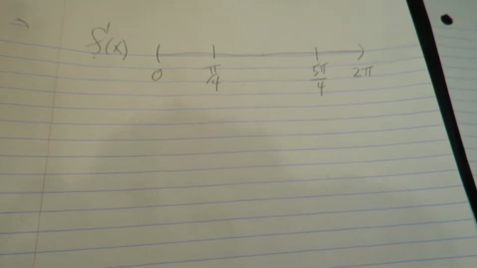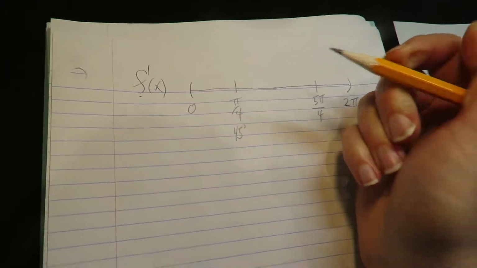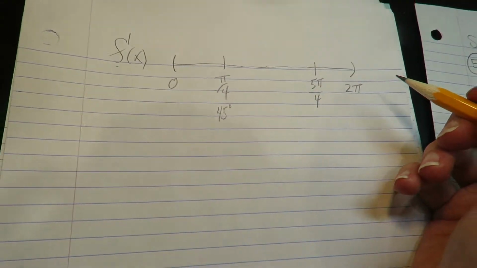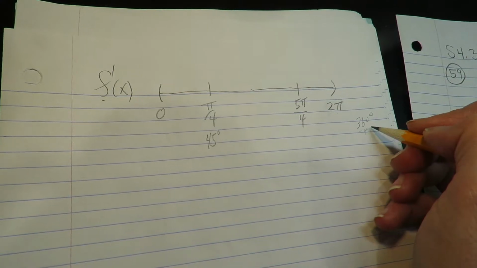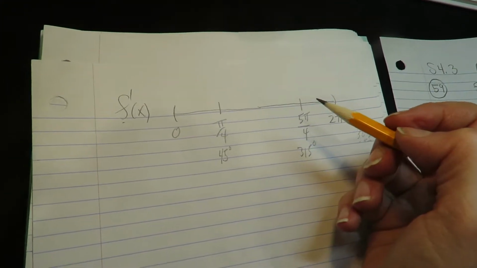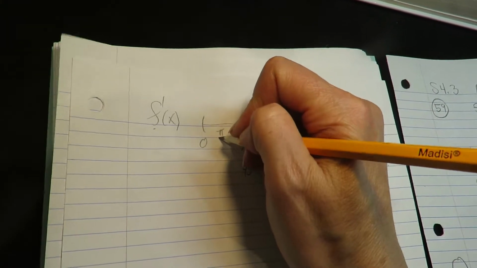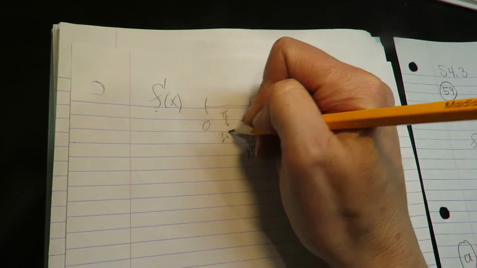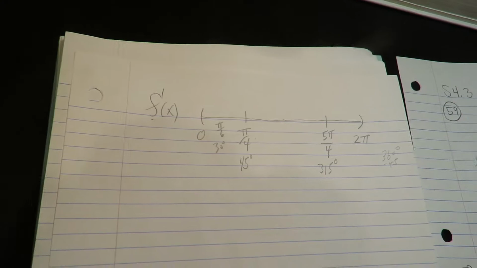Alright, so now let's pick some values. Just because some people find degrees easier, I'll convert this into degrees. That's 45 degrees. And let's see, this is 360 minus 45, so this is 315. Okay, these are your critical numbers. Alright, so if I pick something like pi over 6, that's 30 degrees. That would fall in between here and this critical number.